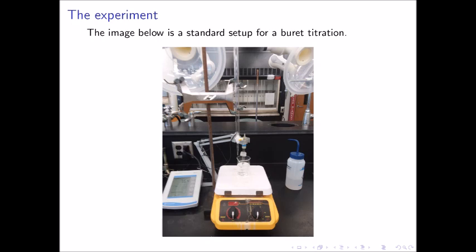It is sitting on top of a magnetic stir plate. The magnetic stir bar will spin, thus stirring the solution throughout the titration. On the left-hand side, you see the pH meter. The arm of the pH meter is extended over the solution and is holding the pH electrode in the solution.